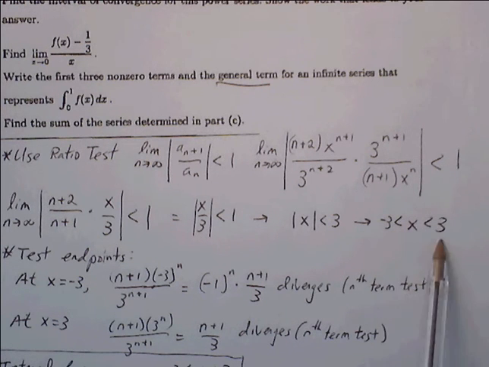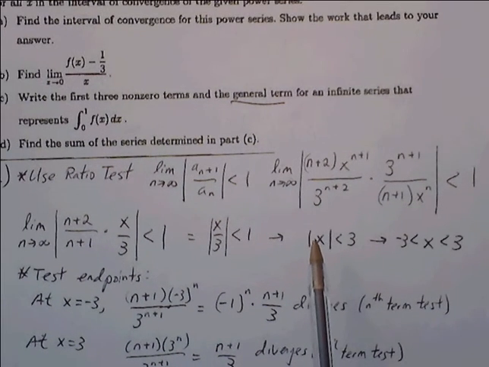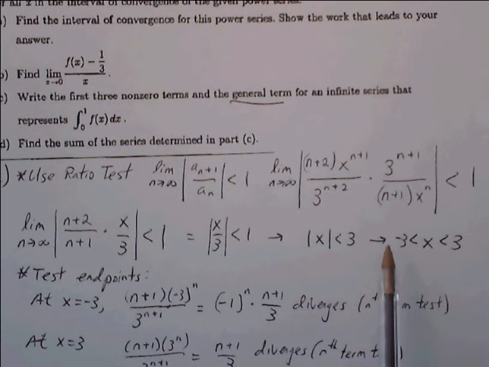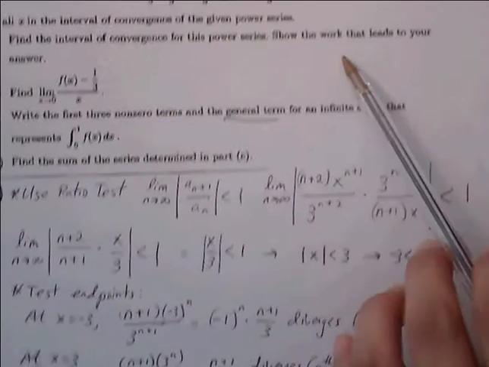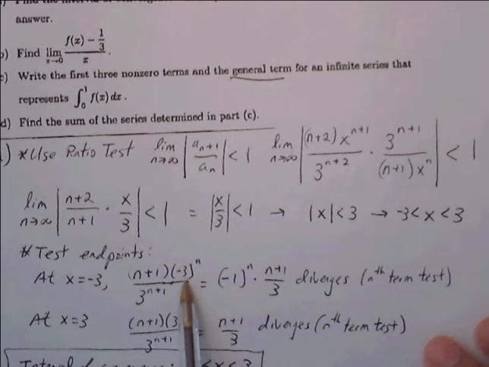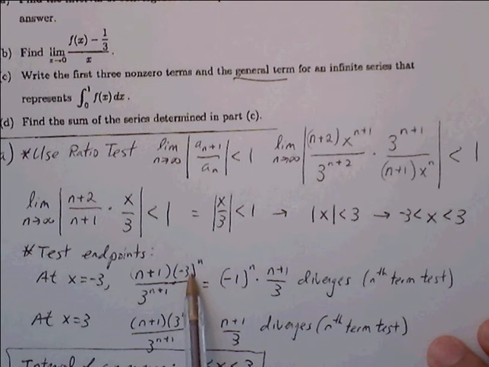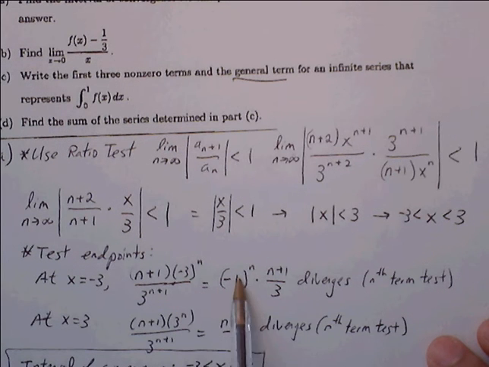Now, we're trying to find the interval of convergence, so we need to test the endpoints. We need to plug negative 3 into our rule of sequence and see if this will converge or not. So here's our rule of sequence. Plug negative 3 in for the x. So negative 3 to the n will cancel out with 3 to the n, but it still is going to leave us with negative 1 to the n times n plus 1 over 3.